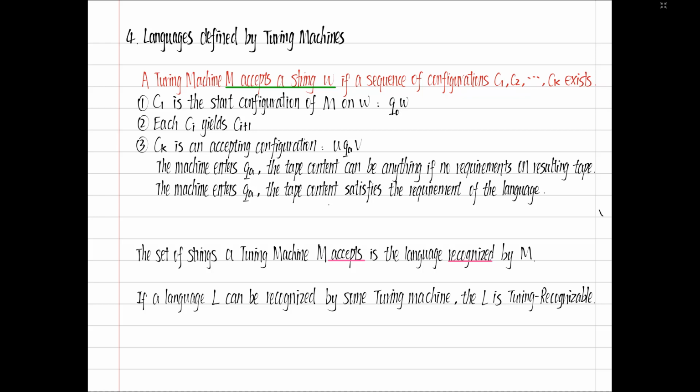In general, if there is no requirement on the content of the tape when the machine stops, then the machine accepts a string so long as it enters QA at some time. The machine doesn't even need to read the whole input in some cases. The set of strings that M accepts is the language recognized by M. If a language L can be recognized by some Turing machine, then we say L is Turing recognizable.